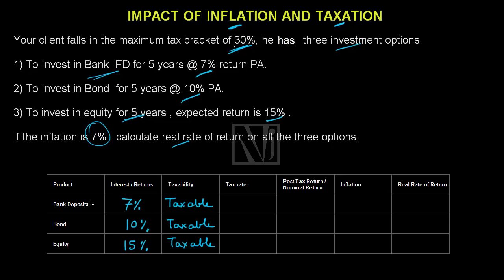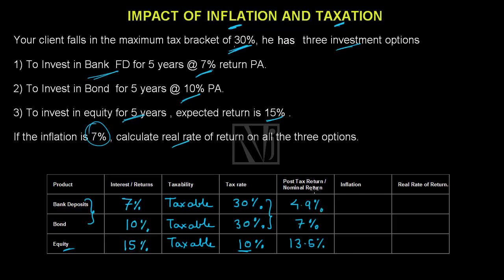The interest earned on bank deposit and bond is taxable, and investor has to pay long-term capital gain tax in equity if investment is more than 1 year. Long-term capital gain tax is applicable in equity from 1st April 2018. The investor falls in the maximum tax bracket of 30%, so he has to pay 30% tax on interest earned on bank deposit and bonds, whereas he has to pay 10% long-term capital gain tax on equity.